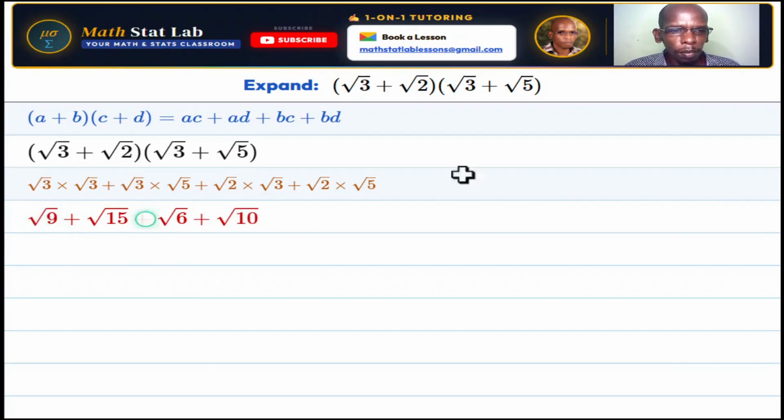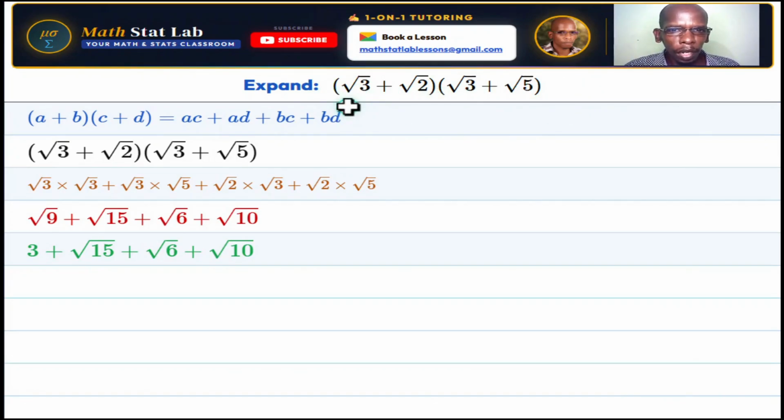So this one we can simplify. So now it becomes 3. But you see 15 doesn't have an exact square root, so in this case we just leave it like that. And 6 doesn't have an exact square root, so we still leave it like that. And also 10 doesn't have an exact square root, we leave it like that. So this becomes the answer for the expansion of this surd here with double brackets.